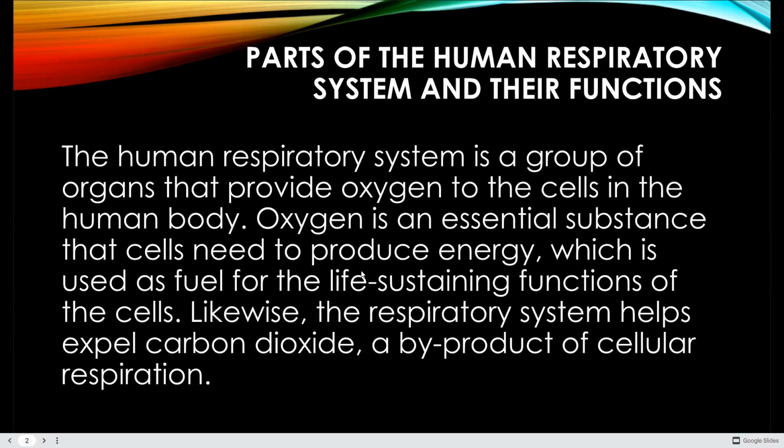First, the respiratory system. And out of that, you'll be analyzing what the functions of the respiratory system are. Please take down notes, your science notebook, put it down. Okay. The human respiratory system is a group of organs that provide oxygen to the cells in the human body. Organs. Okay. If organs are grouped, they can create an organ system. So this is an organ.